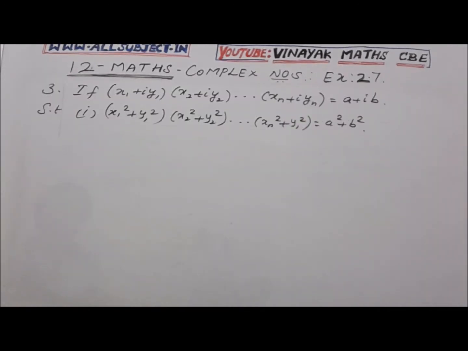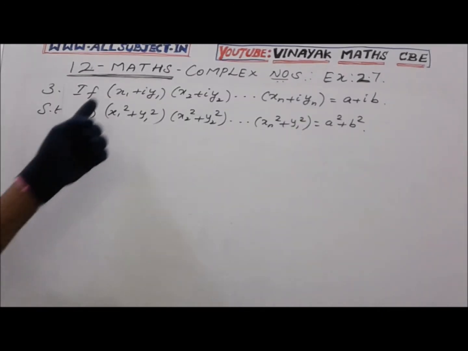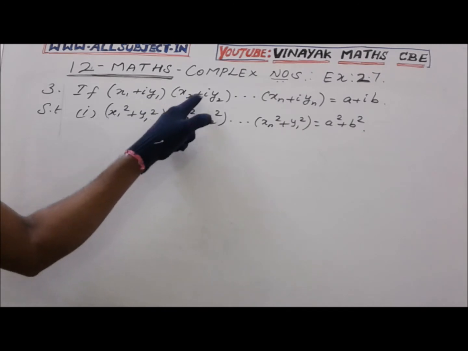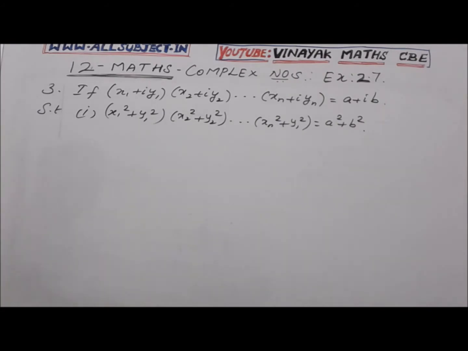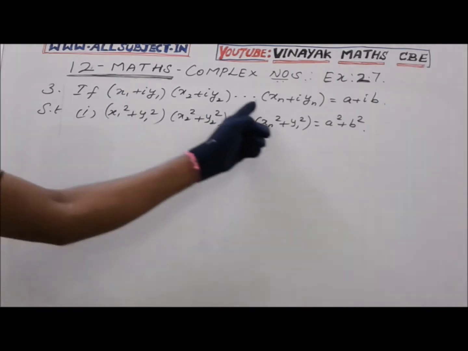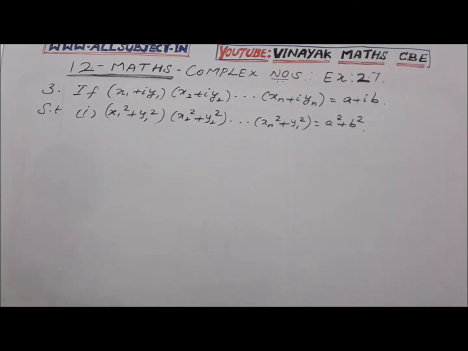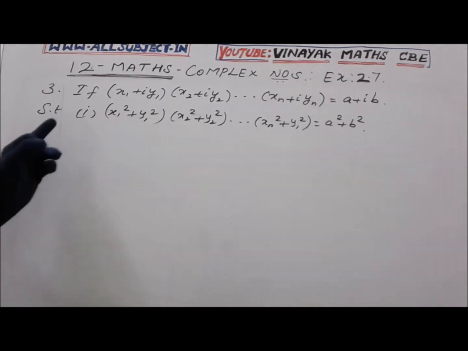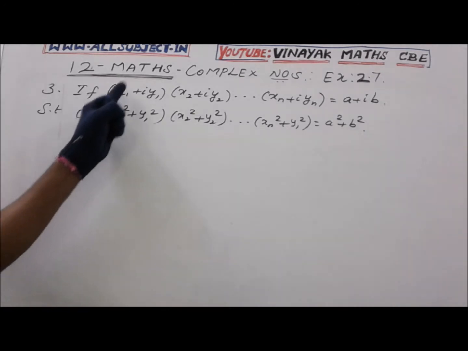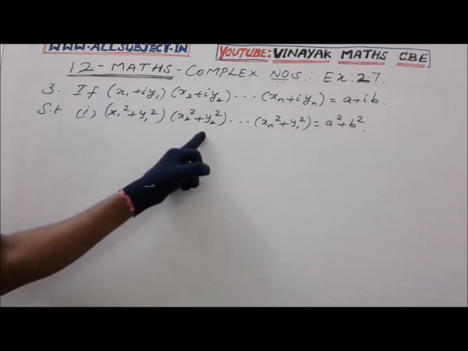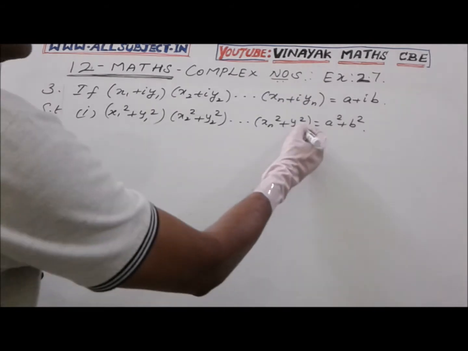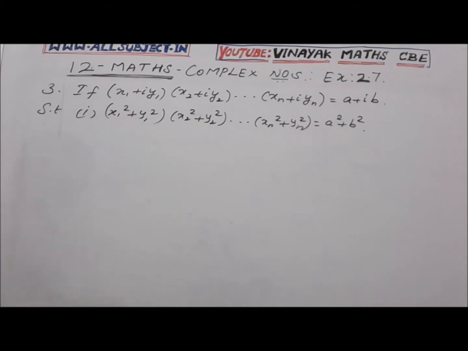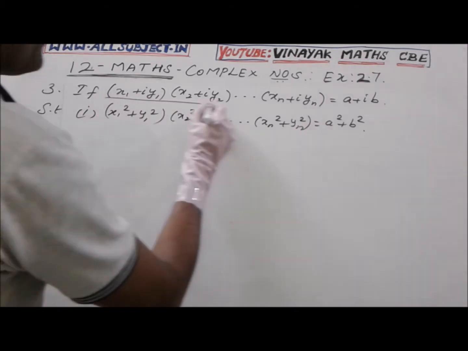Here question number 3, subdivision number 1. If x1 plus iy1 into x2 plus iy2 etc. xn plus iyn equal to a plus ib, that is, the product of these complex numbers equals the complex number a plus ib, show that x1 square plus y1 square into x2 square plus y2 square etc. xn square plus yn square will be equal to a square plus b square. This is a very simple thing. This is the given condition.